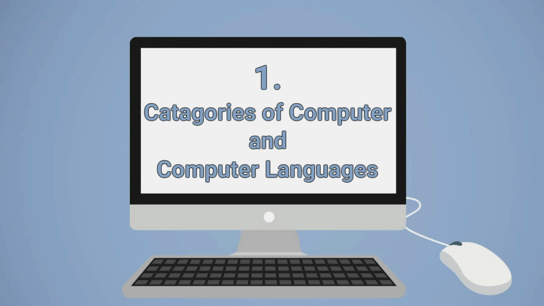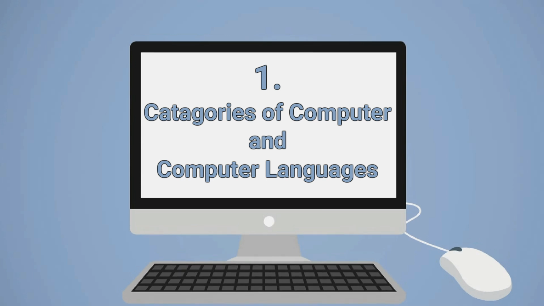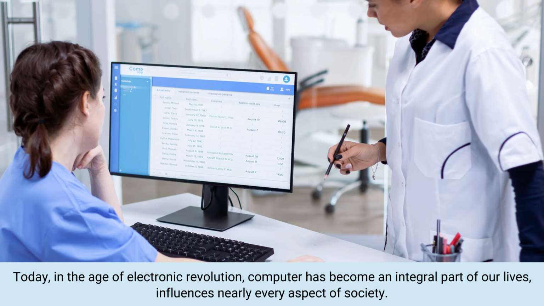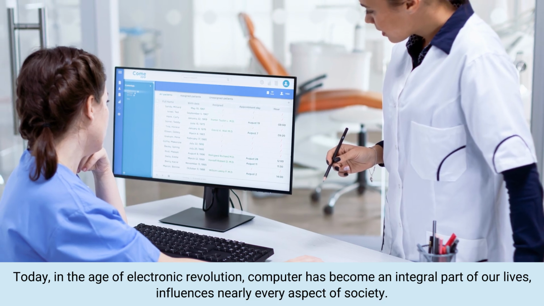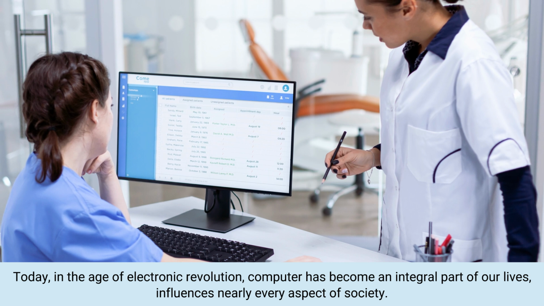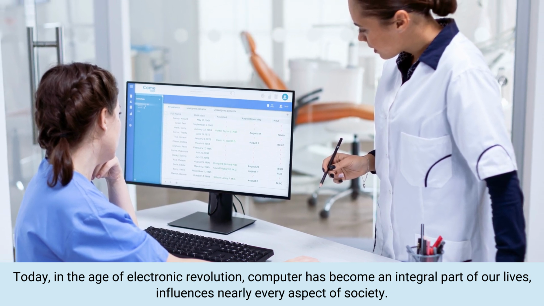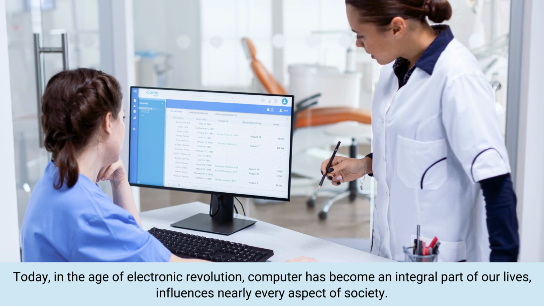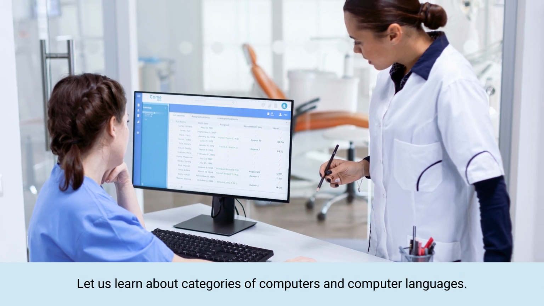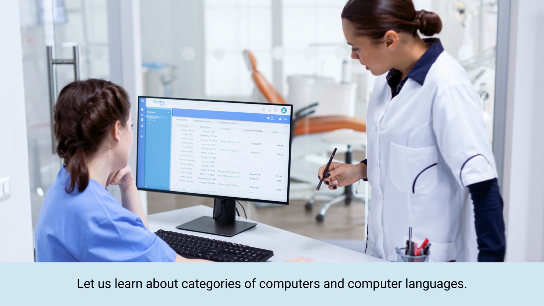Chapter 1. Categories of Computer and Computer Languages. Today, in the age of electronic revolution, computer has become an integral part of our lives, influences nearly every aspect of society. Let us learn about categories of computers and computer languages.